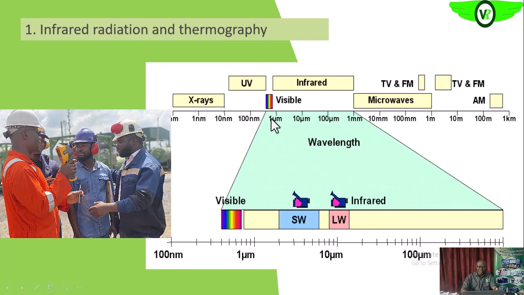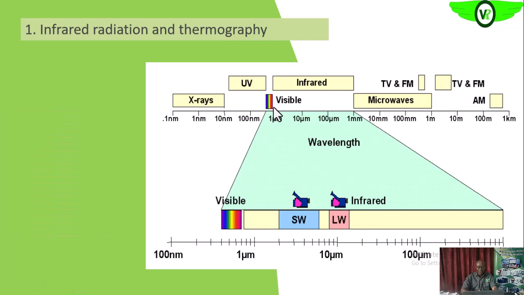Immediately after the visible range, as in this case, we have the infrared region. Then before the violet, we have the ultraviolet region. Are we getting it? So we have the infrared and the ultraviolet. Our interest now is the infrared region. All heated bodies emit waves that are in this infrared region. That is why we are using this technology to determine the condition of the equipment.